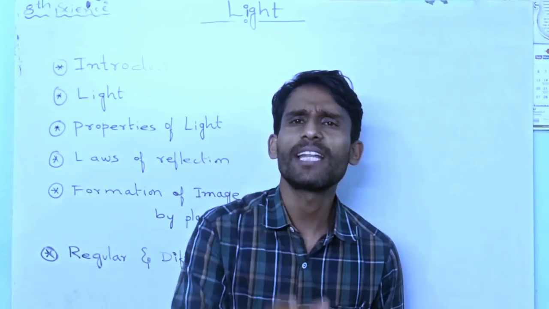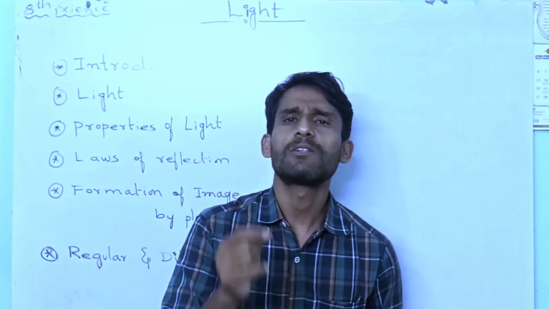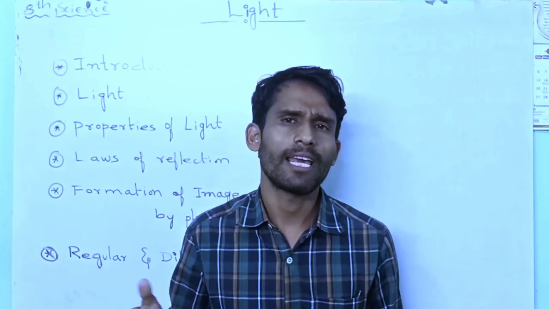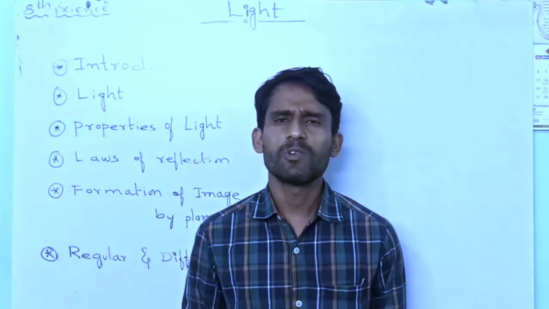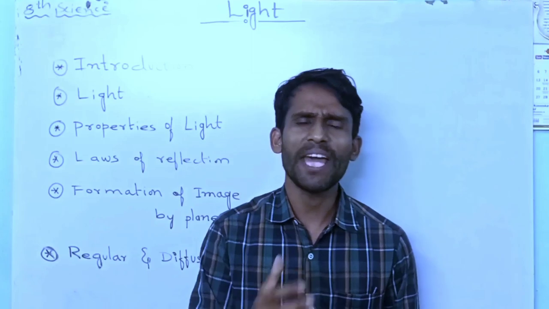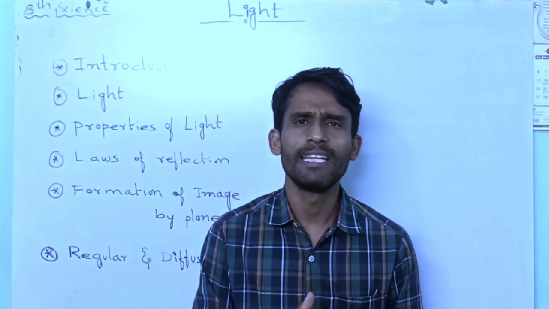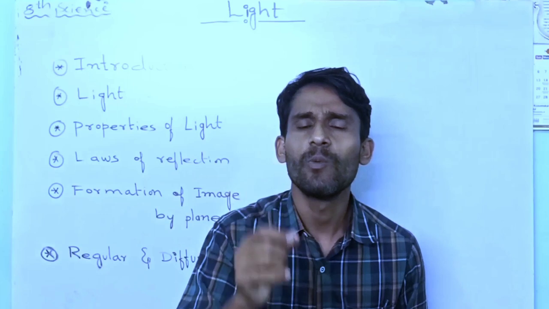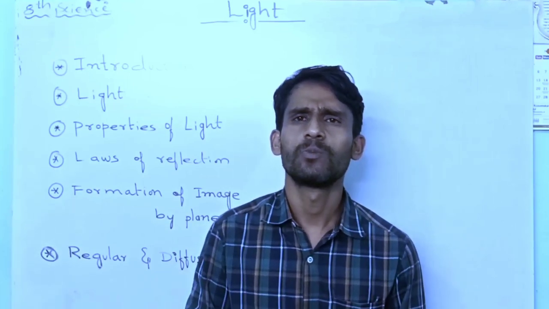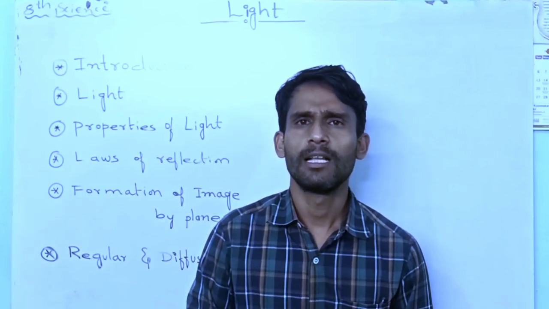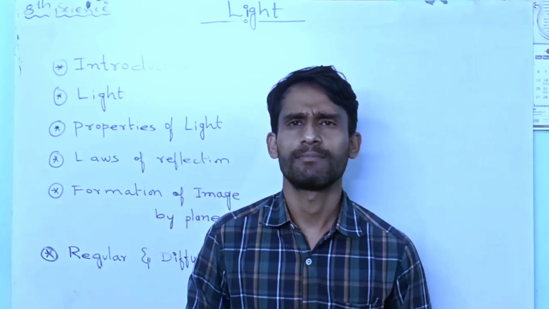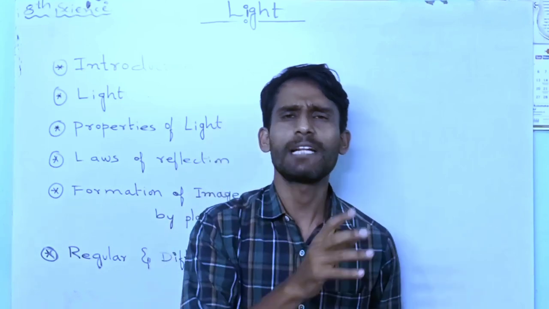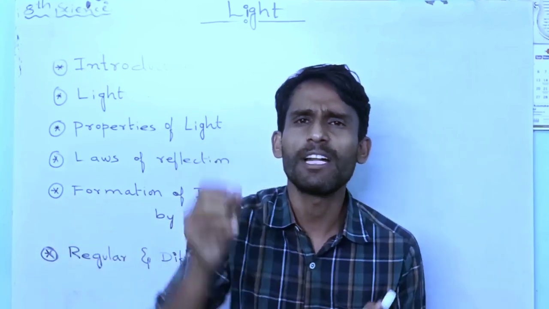Dear students, it is only when light from an object enters the eye that we are able to see the object. If there is no light, we can't see any object, any color. It is only when light from an object enters our eyes that we are able to see the things and the color. The light may be reflected from an object, or the light may be emitted by an object; only then are we able to find the object. If there is no light, we are not able to find which object is present in the dark.